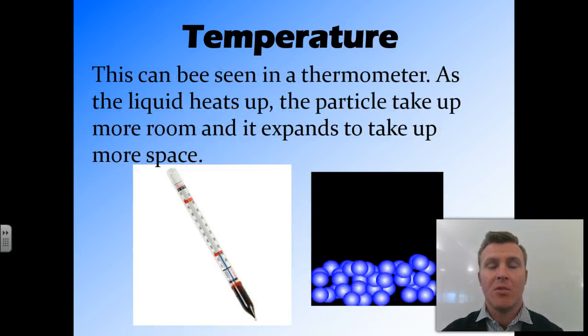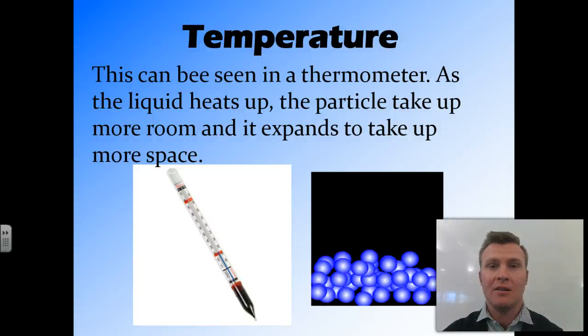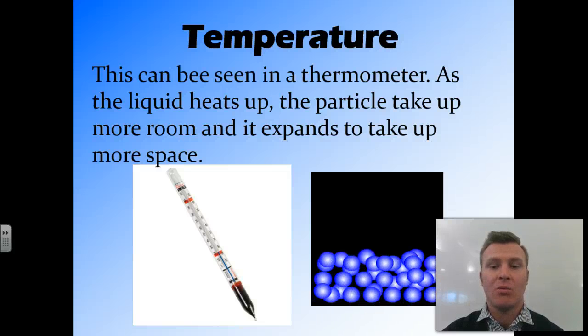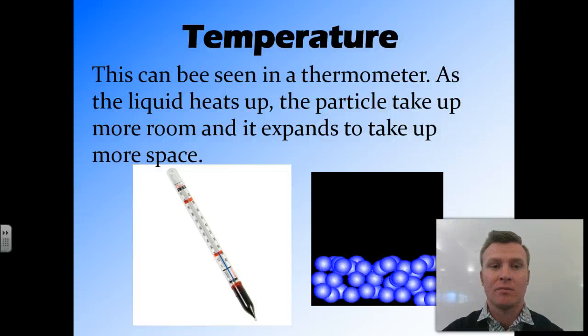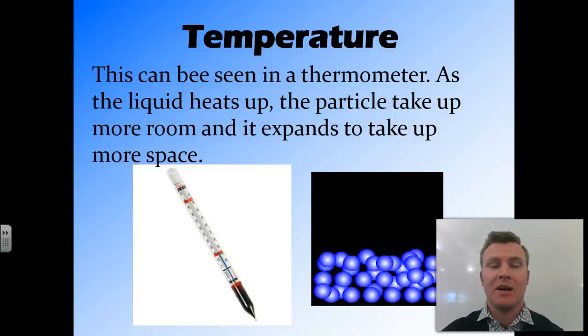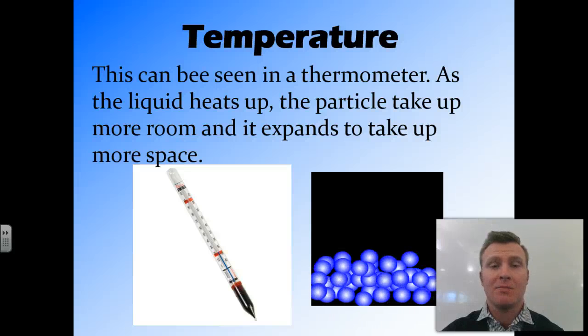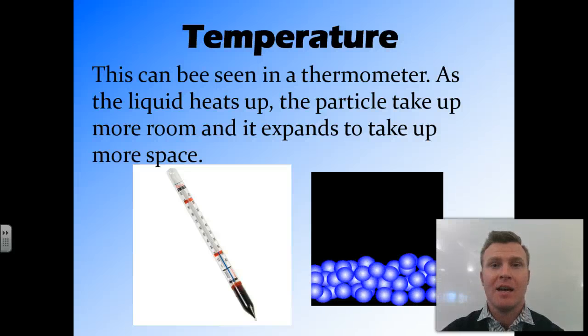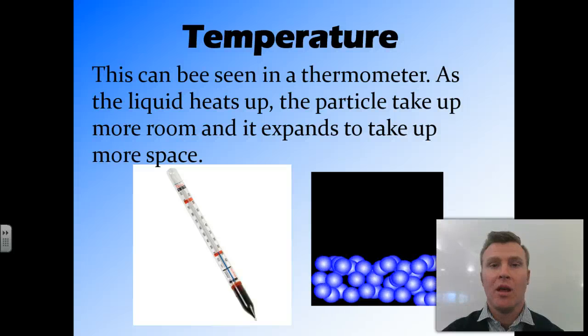You can see in a thermometer that as the thermometer gets hotter, the liquid inside the thermometer rises up the tube. This is a good example of how heat energy works, and it fits in with the particle model. As the liquid heats up, by putting it in your mouth or putting it in hot water, the particles in the liquid take up more space because they're vibrating faster, causing the liquid to expand, and as it expands, it takes up more room and moves up the tube of the thermometer.